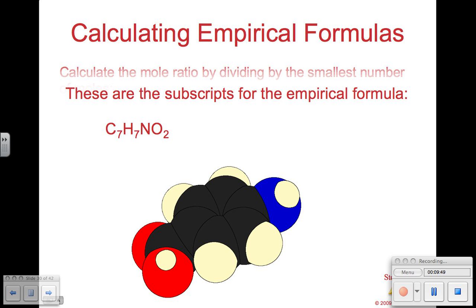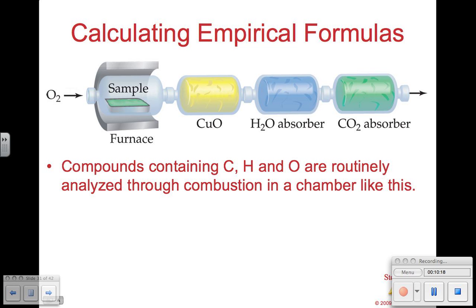So I take those whole number ratios and I'm now able to write the empirical formula for this compound, which is C7H7NO2. I take all of those ratio numbers and use them to write the formula. Now, this is the empirical formula, which may or may not be the molecular formula. And to determine the molecular formula, we would need additional information to go further with that.